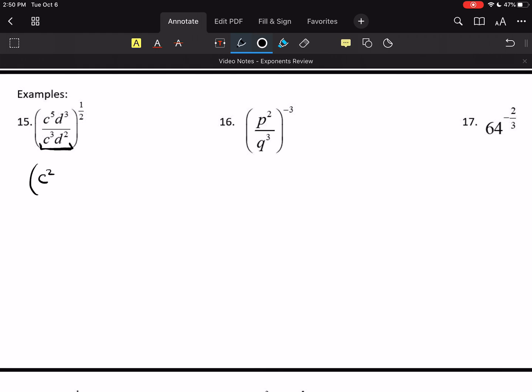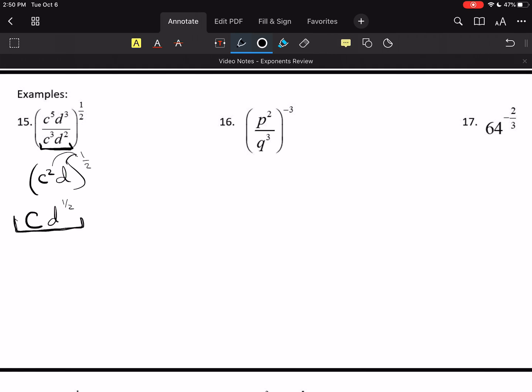Looking at the d's, I have d cubed on top, d squared on bottom, so that's going to leave me with 1d on top, all to the 1/2 power. Now, we can distribute that 1/2, and we get 2 times 1/2, which would be c to the 1st, and then d to the 1/2. Now, that is an acceptable answer. Okay, if you wrote it like that, awesome.